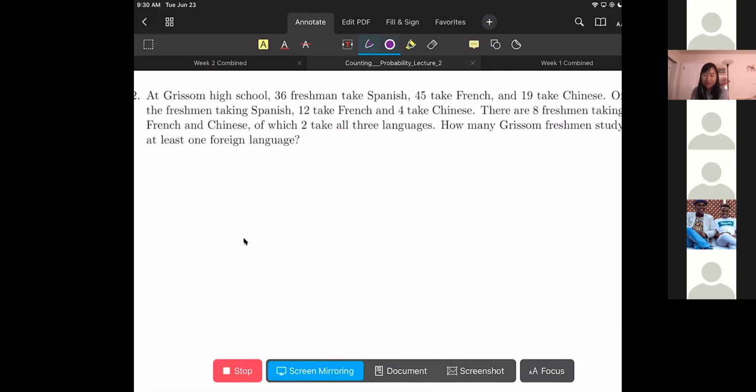So here we have 36 at a high school. There's 36 freshmen that take Spanish, 45 take French, 19 take Chinese. Of the people who take Spanish, 12 take French, 4 take Chinese. So that means 12 people take French and Spanish, 4 people take Chinese and Spanish. And then there's 8 freshmen that take French and Chinese. And then 2 of them take all 3 languages. So then how many freshmen study at least one foreign language? Who wants to take a stab at this one?